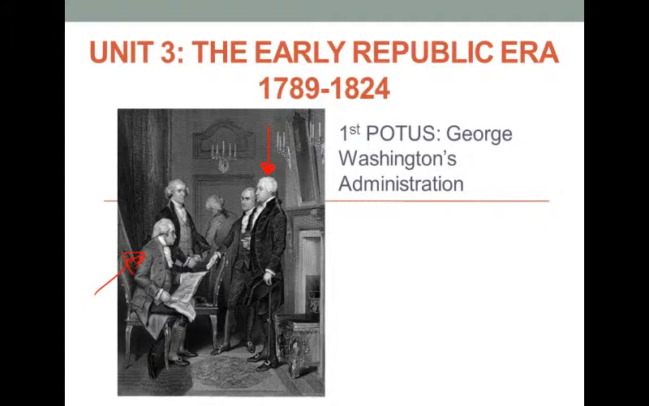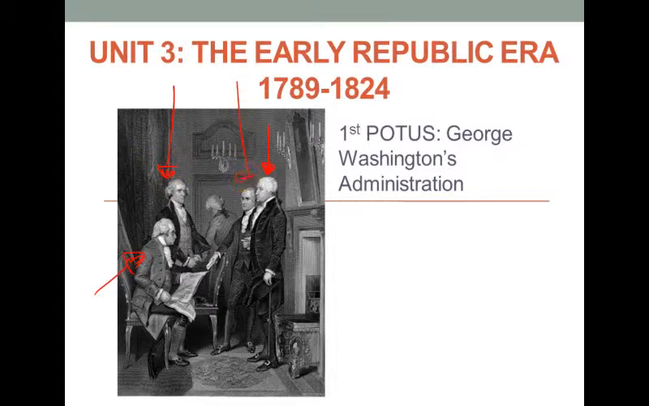John Adams. Why John Adams? He's the vice president, so yeah, John Adams would be a very good guess for who that person might be, because he's vice president at the time. Good. So that is John Adams, actually. Does anyone know who this guy is? Thomas Jefferson. That's Thomas Jefferson.